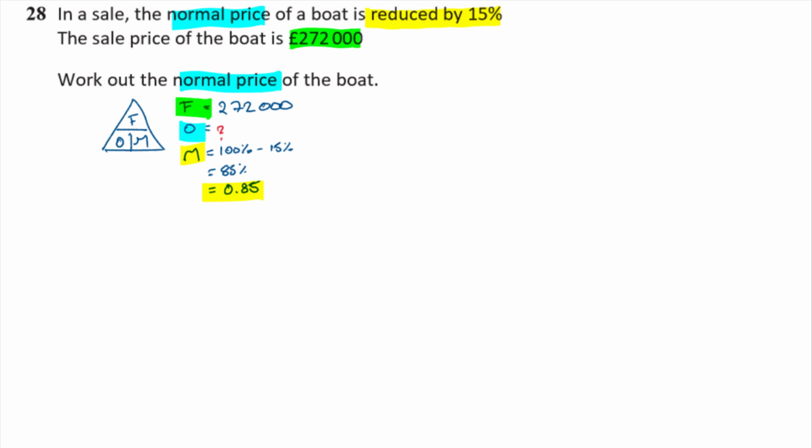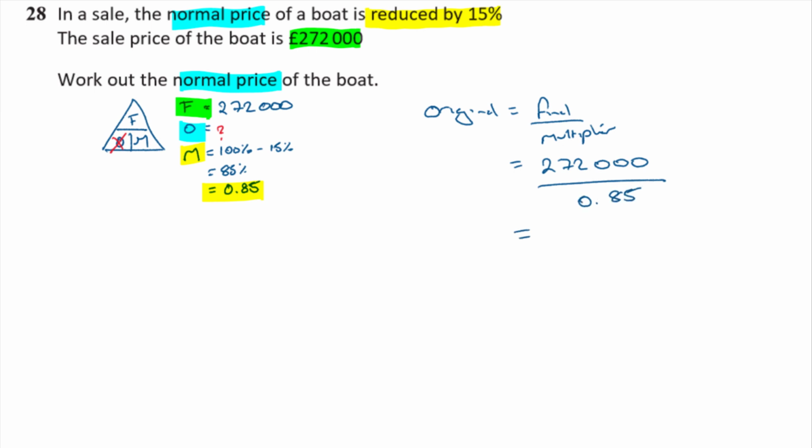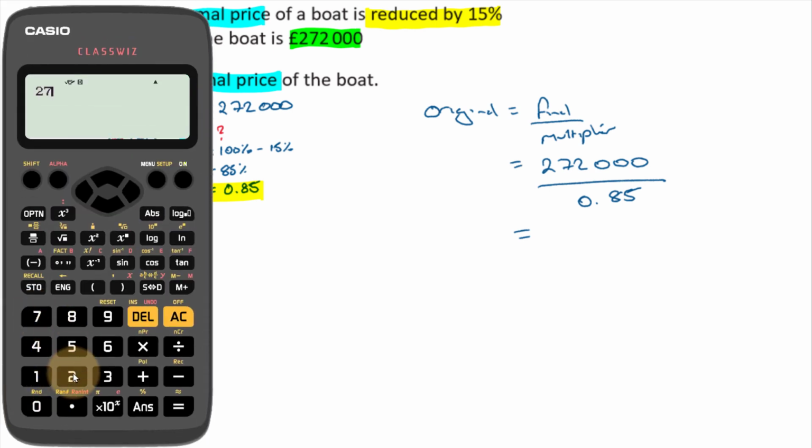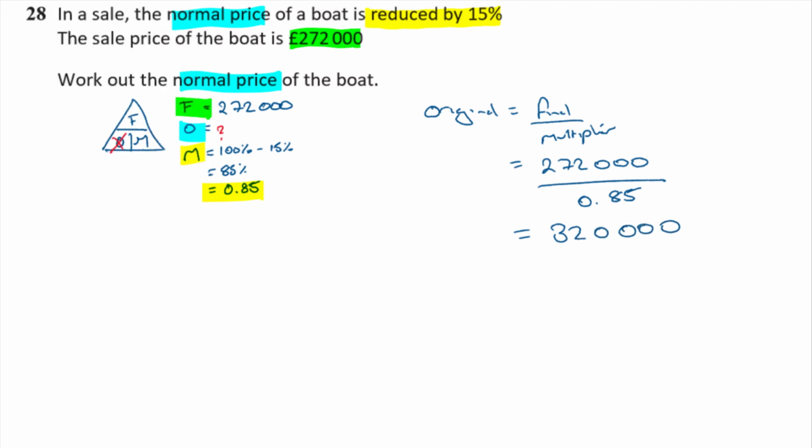Either way, we're going to cover up the thing I want to find, and that is the original, and the triangle tells me what to do with the other two. So original is equal to final divided by multiplier. Okay, and then just sub in those numbers. So 272,000 divided by 0.85. What does that come out to be? 272,000 divided by 0.85 comes out to be 320,000. So that is my original price before the boat went on sale.